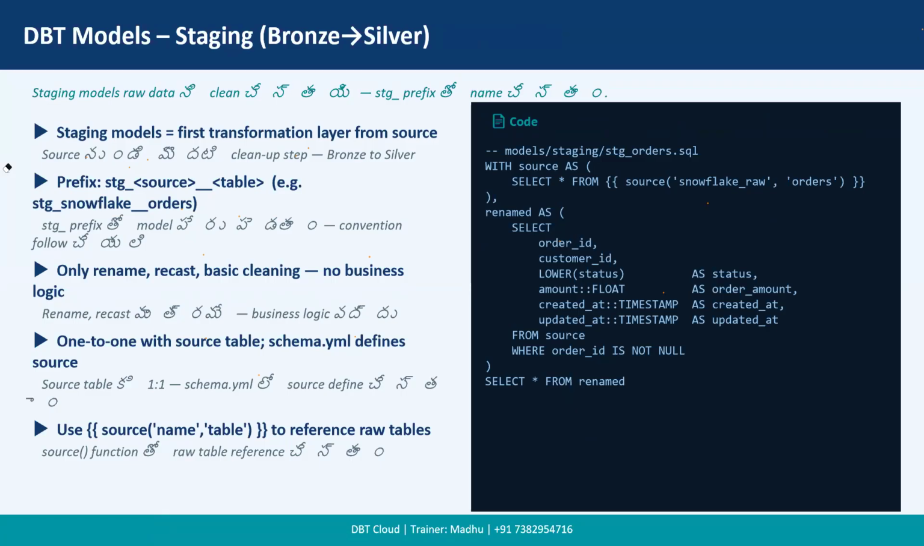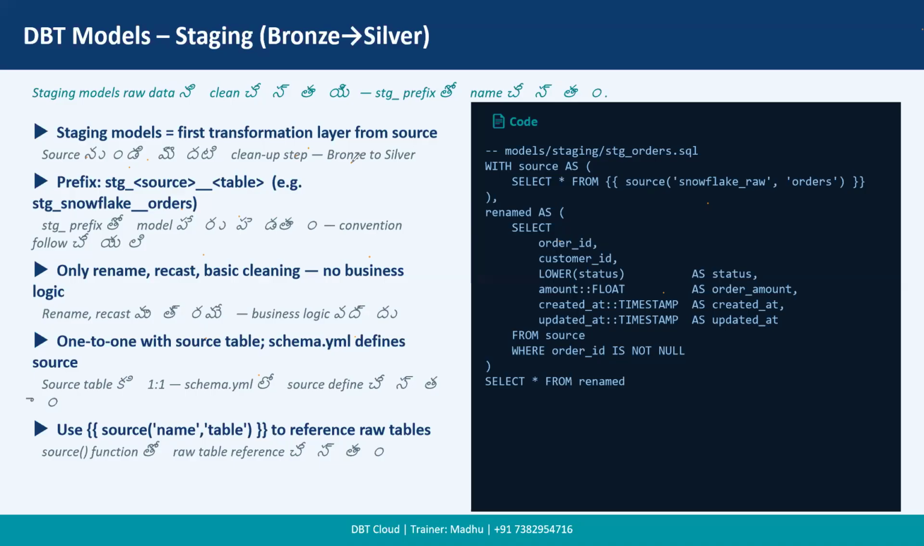Here we can have a staging model. So how to create the model? Staging models are your bronze to silver transformation. Each staging model maps one to one to a source table. We use the source function to reference the raw tables, with a naming convention of stg underscore source name, double underscore table name.